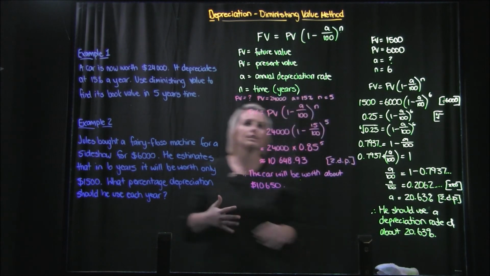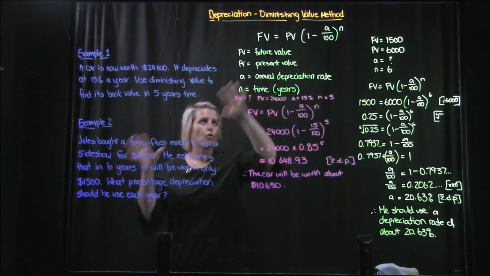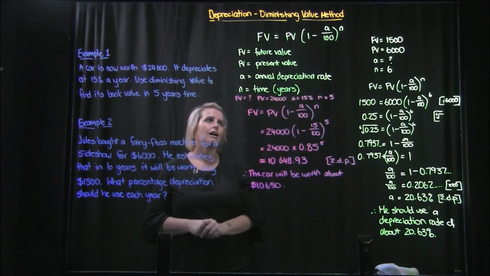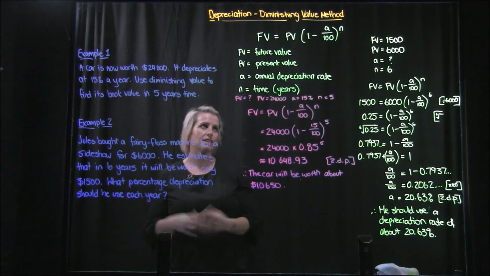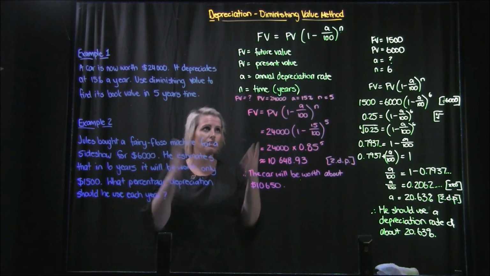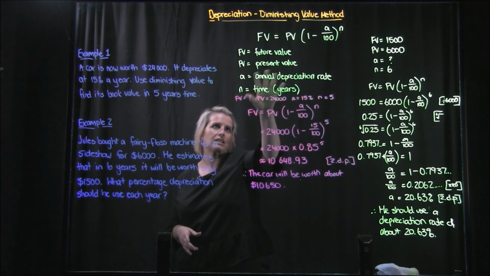Okay, so hopefully you can see the links between the compound interest formula and the diminishing value method for depreciation. Really, that's the only thing that is different. Instead of adding, it's subtracting. And because depreciation is a loss in value, that should remind you. Make sure you've actually got the formula and what these all stand for.